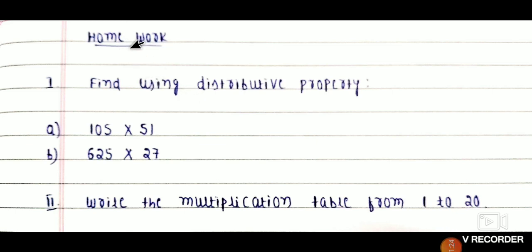Dear students, let us take homework for today. First one, find using the distributive property: A, that is 105 into 51, then B is 625 into 27. And second one, write the multiplication table from 1 to 20. That's all for today.